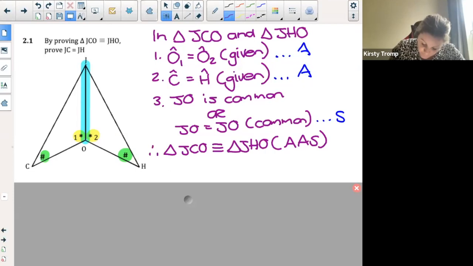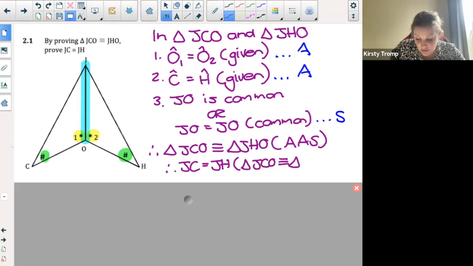All right. And we're going to finish it off. So we're going to say, therefore, JC is equal to JH. Reason, because you can't just say that in geometry. You can't just leave that hanging there. Reason, triangle JCO is congruent to triangle JHO.